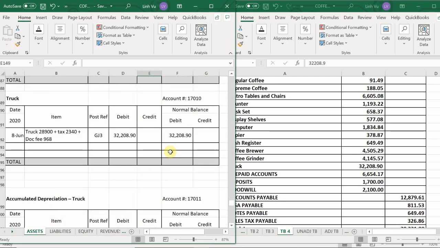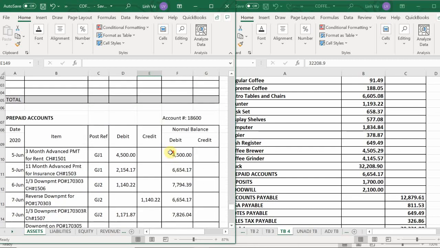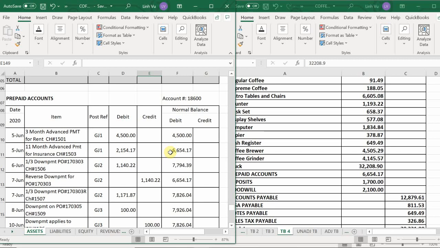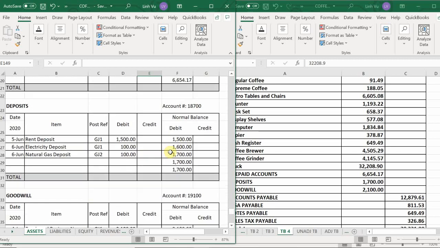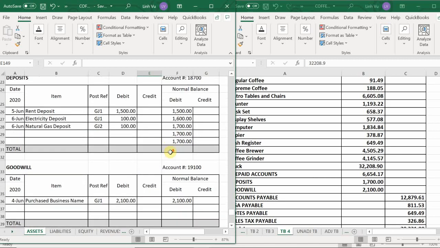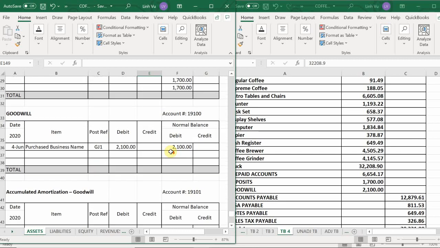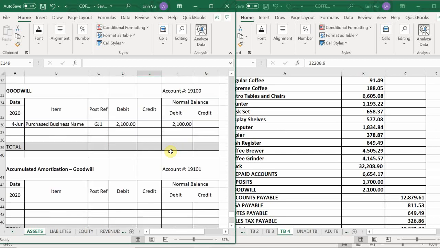Our truck vehicles is still 32,208.90. Okay. Our prepaid accounts is still at 6654.17. Okay. Our deposits are still 1,700. Okay. Can you hold on just a second, please? Let me just double check something.